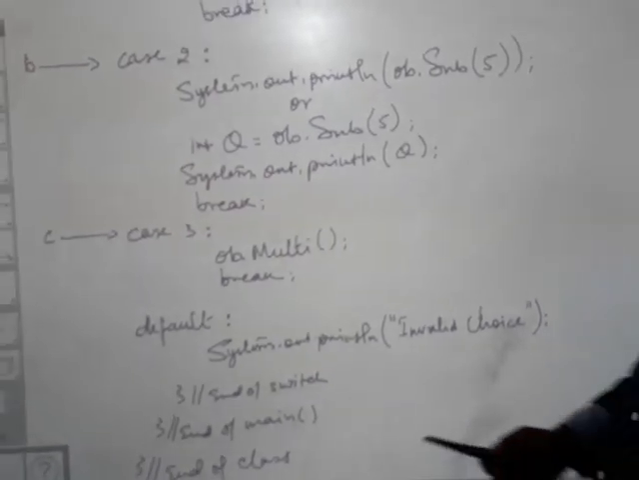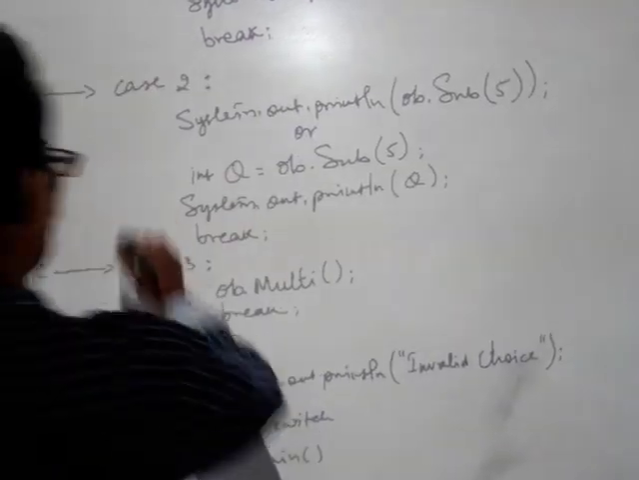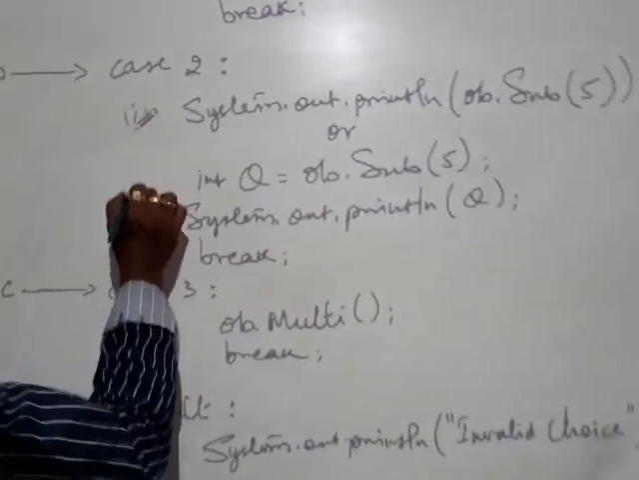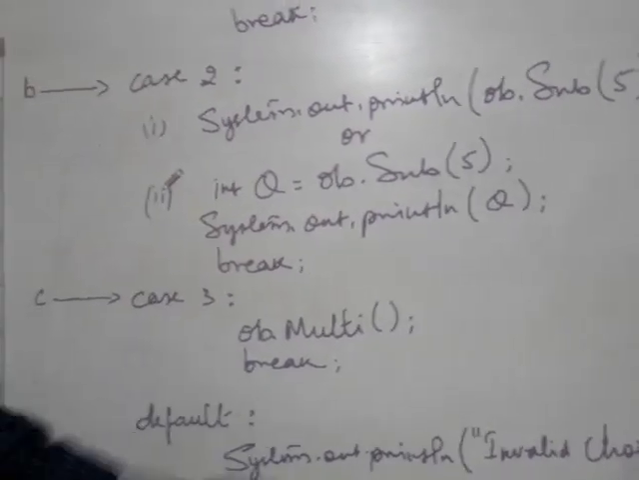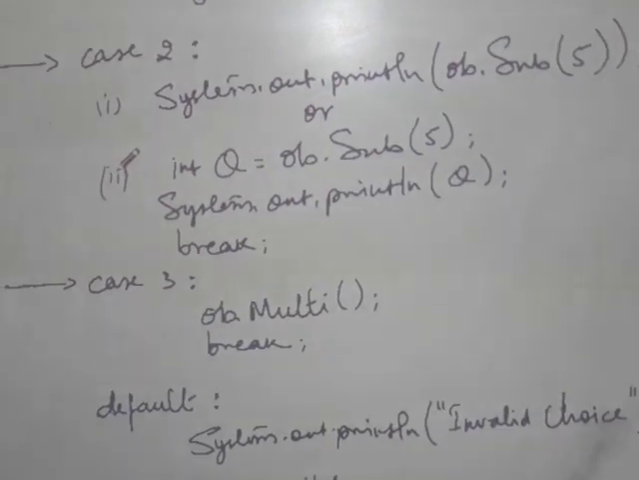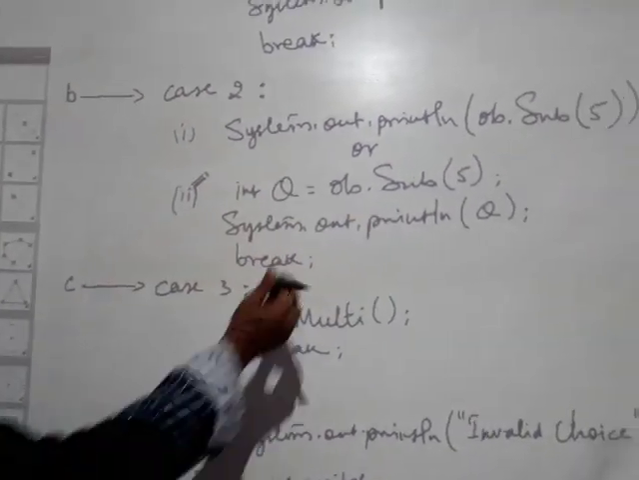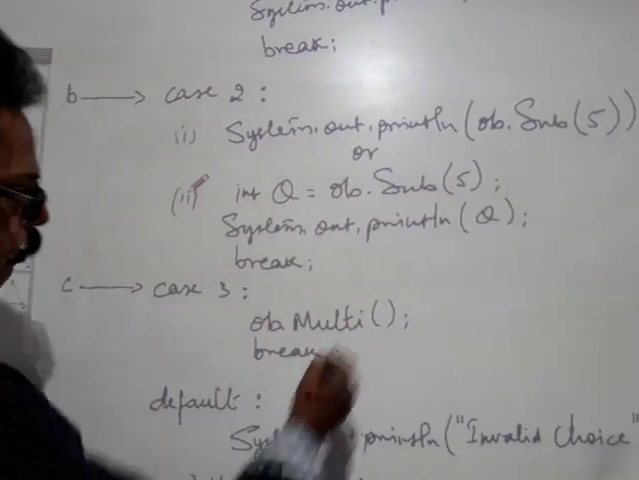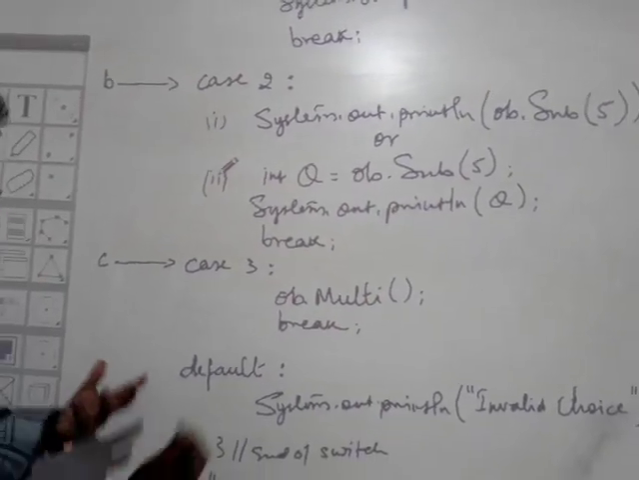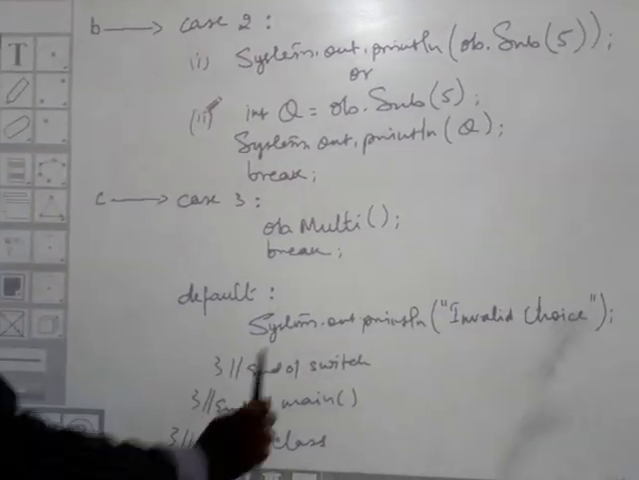Then we have the second one. Println, again the same thing, ob.sub with 5 as a value. You can accept the value also, but here I have not accepted it. So you can assign any value. I have assigned 5, or you can take a variable, store the function result, and print the variable as well. Then break. The next one is your third one, ob.multi. Then break, and then default, you have System.out.println invalid choice, and the end of the switch statement.